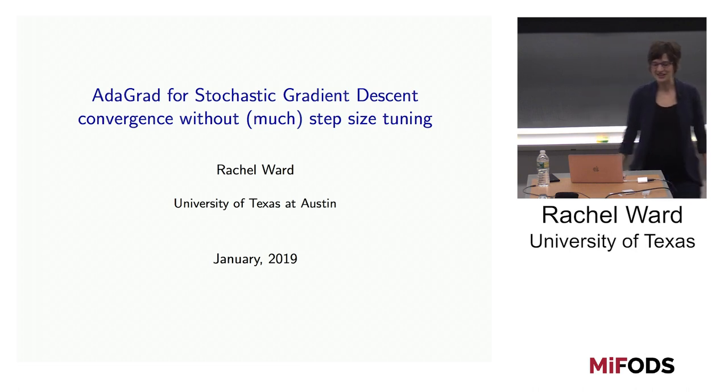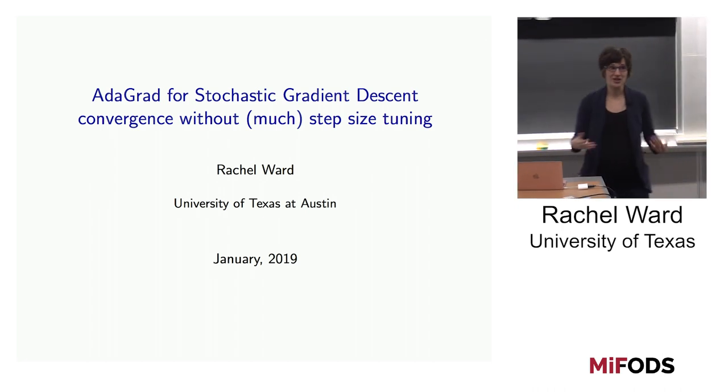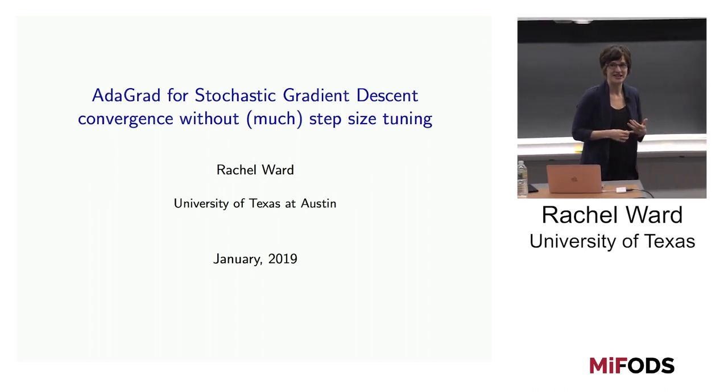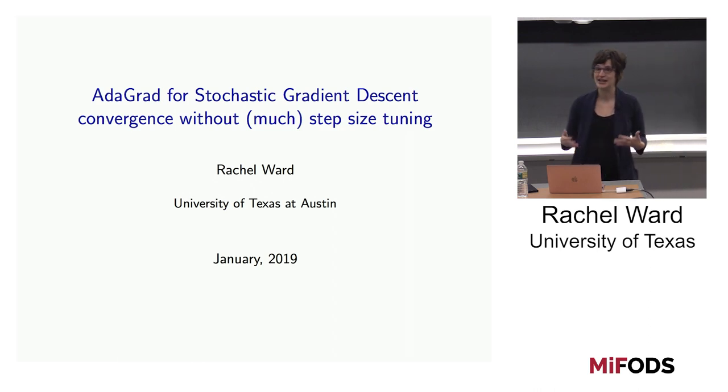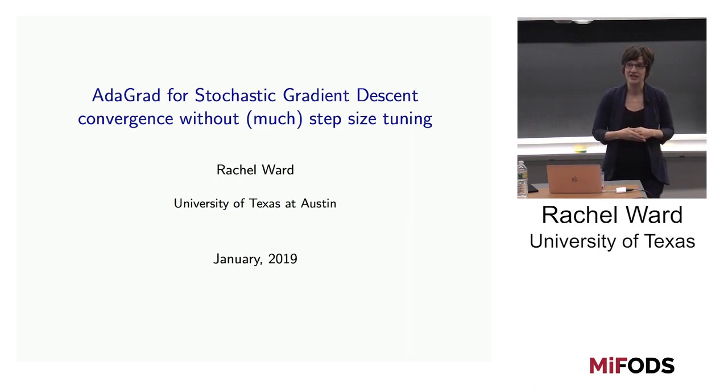So I'm going to talk about some convergence theory for stochastic gradient descent with adaptive learning rate or adaptive step size update. We'll be focusing here on a variant of a pretty often used update strategy in practice for training neural networks, and that's called AdaGrad.